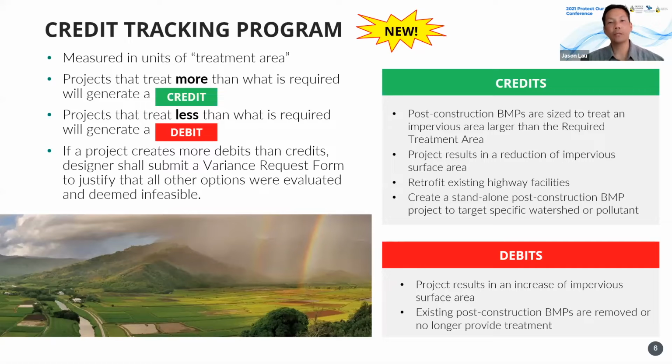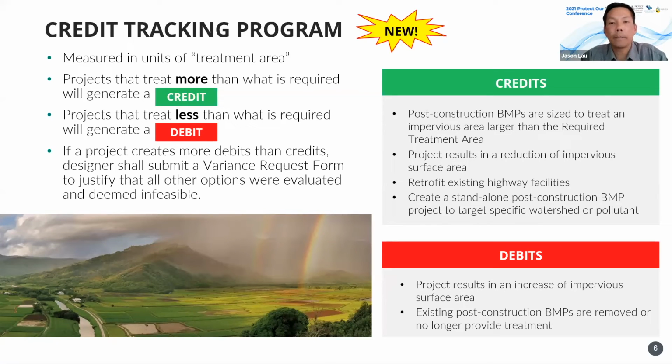Okay, and so some examples of how credits can be created. If you treat more than what's required, you'll get a credit. If you have a reduction of impervious surface area, say for example, if you have an existing road and you replace that with a grassed area, you'll get a credit. Or if you have an existing catch basin and you install a tree box filter, you'll get a credit for that as well.